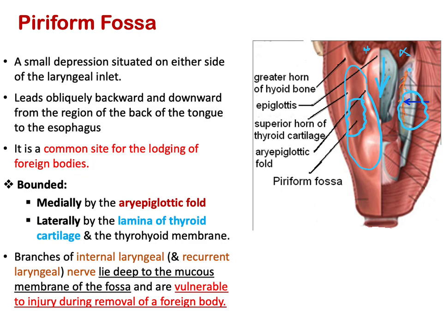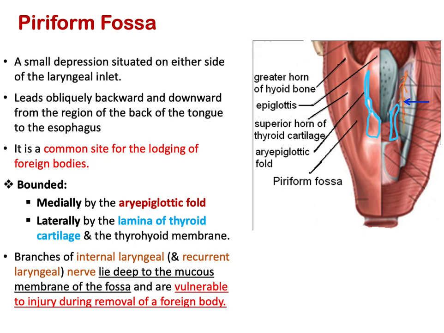Yes, there are nerves, as you see in the figures, located in this fossa, just covered by mucosa, so they are liable for injury. Now, this fossa, of course, you will get more details in the respiratory system. But let me show you the border of the piriform fossa, in which medially it is formed by the aryepiglottic fold from the arytenoid cartilage here, and this is the epiglottis.